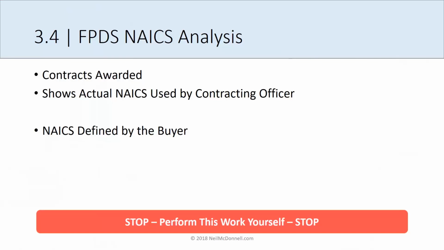It's telling you not the NAICS that you think they should use, but the NAICS that should be used by the contracting officers and the ones that are defined by that buyer. So that concludes lesson 3.4.